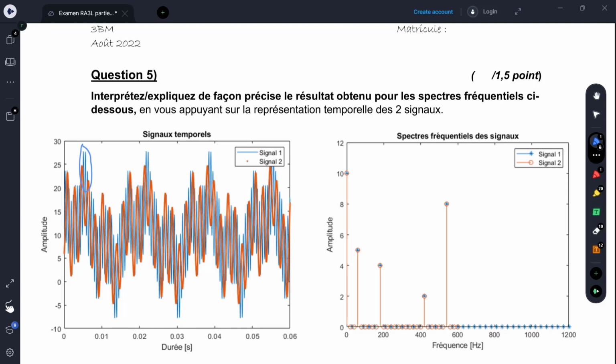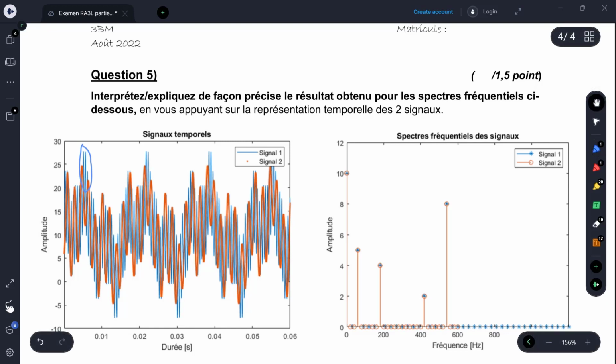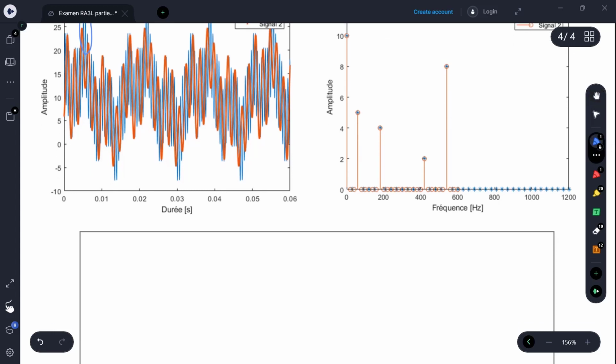Quand on regarde la représentation fréquentielle des deux signaux, il y a quelque chose qui est assez interpellant, c'est qu'on a les mêmes raies avec les mêmes amplitudes et qui sont présentes aux mêmes fréquences, comme vous pouvez le voir. Et donc, on pourrait se dire, tiens, ça nous donne l'impression que les deux signaux, en fait, sont deux signaux identiques. Or, comme on a la représentation temporelle sous les yeux également, on se rend bien compte que les deux signaux en question ne sont pas identiques. Et donc, ce qu'on nous demande, c'est de pouvoir interpréter pourquoi est-ce qu'on a deux spectres fréquentiels identiques alors que les signaux dans le domaine temporel ne sont pas identiques.